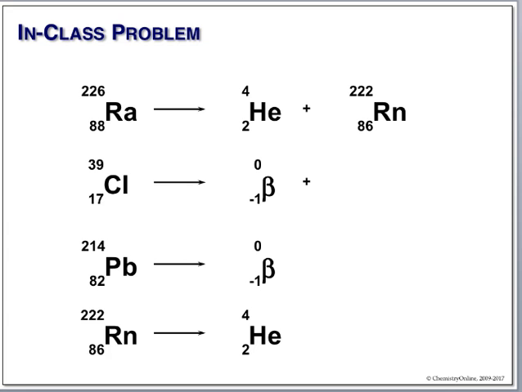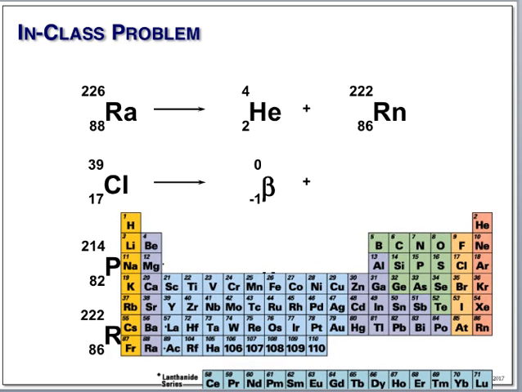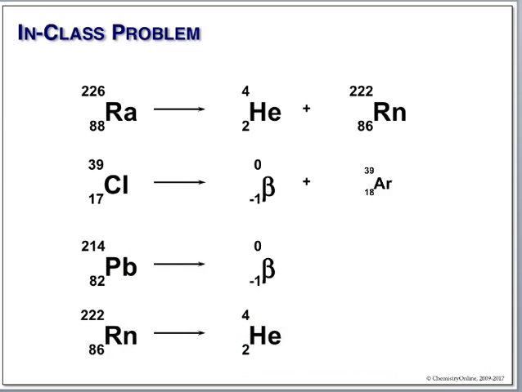Let's go ahead and do chlorine. This is chlorine 39. It's a beta emitter. That means our atomic number will increase by 1, and the mass will not change. So if we're here at 17, we increase our atomic number by 1, we're at argon. Lead-214 is a beta emitter.